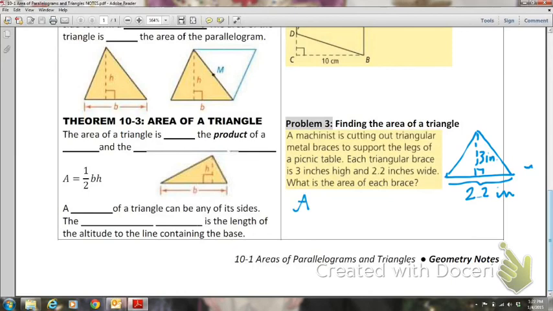Area of a triangle is half the base times the height, because it's half of a parallelogram. So it's half of 2.2 times 3. If you plug that into your calculator, you get 3.3 inches squared.